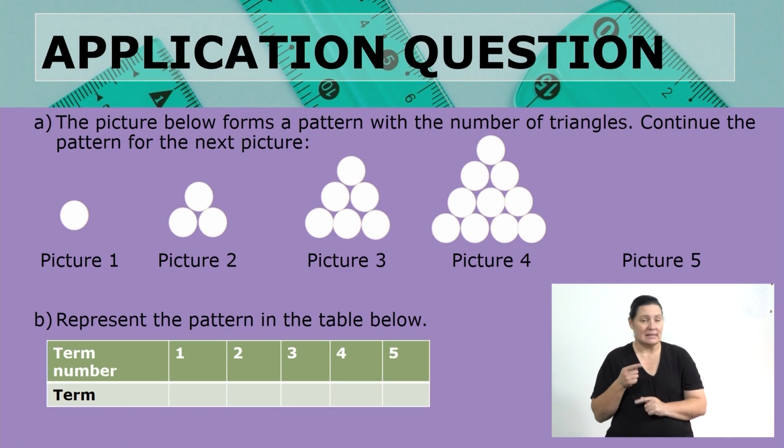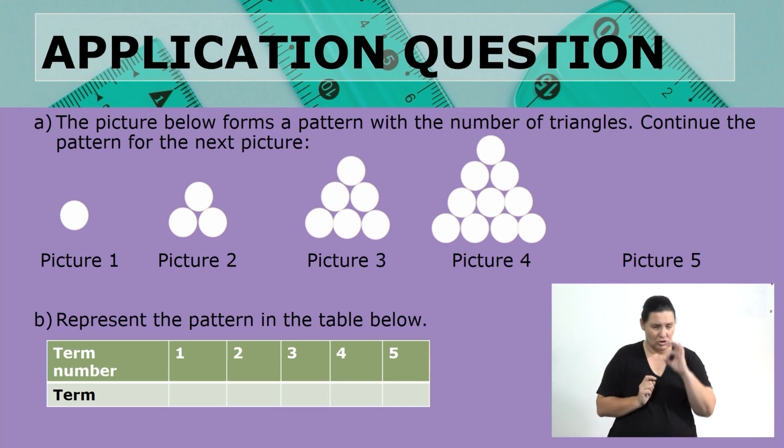So the next one here is a set of pictures that we've been given, and we need to continue with this pattern. So the first one has 1 dot or 1 circle. The second one, the number of circles. This should be circles, not triangles. So the first one is 1 circle. Then the next one we have 3 circles. And then the next one we have 6 circles. And the next one we have 10 circles.